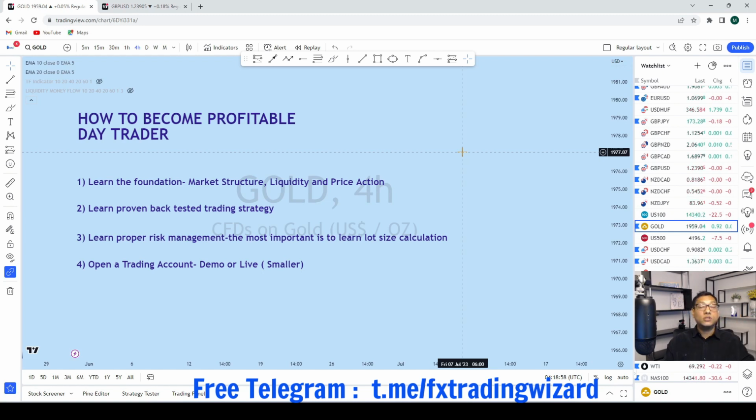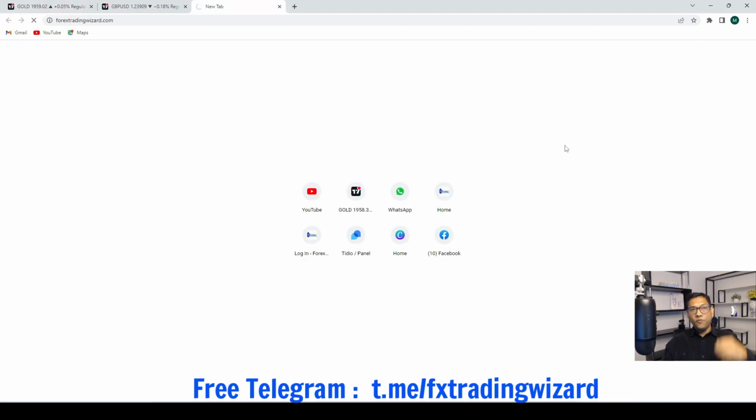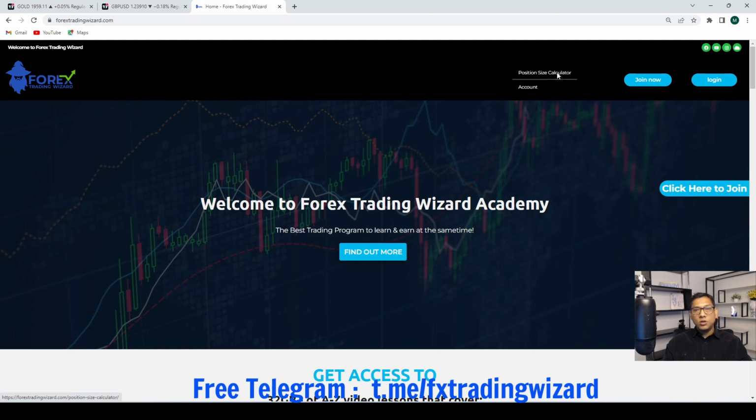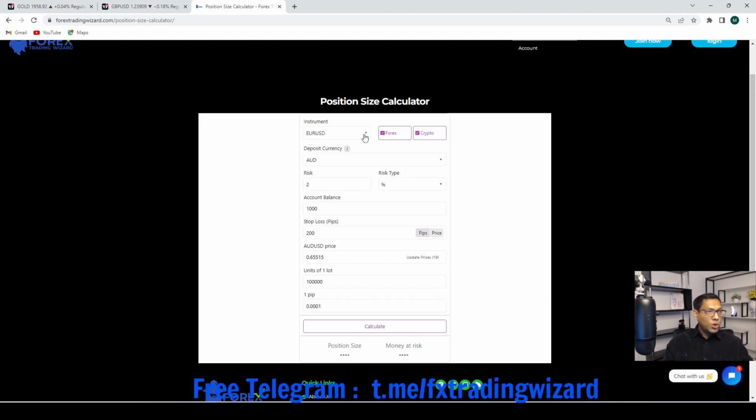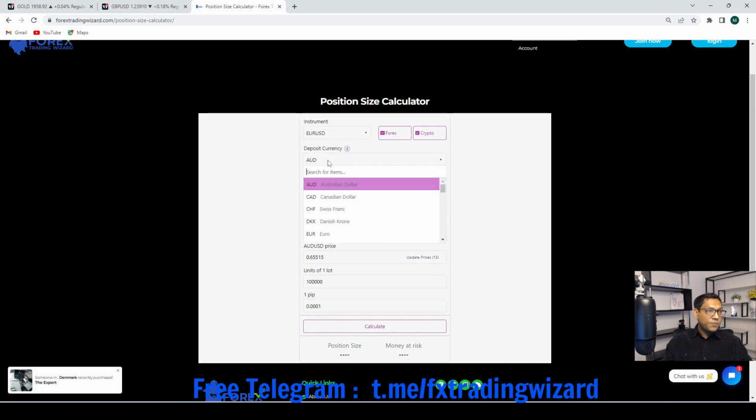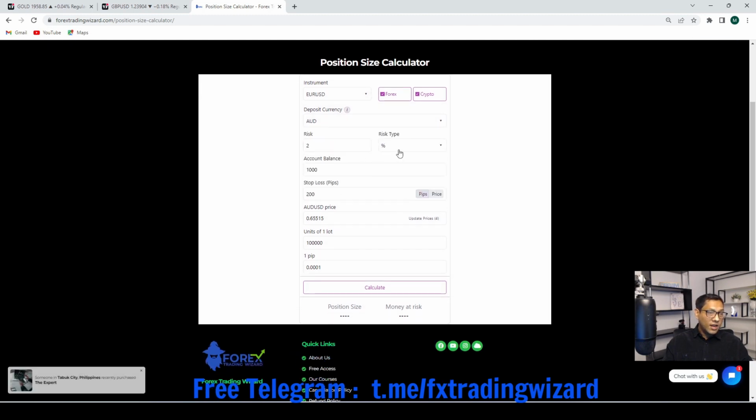There is one lot size calculator also available on our Forex Trading Wizard Academy website, forextradingwizard.com. Click the link position size calculator, and then in the simplest way, you can select the currency pair that you are trading. For example, you are trading euro dollar, and then select your account currency, whatever account currency you are using, USD, AUD or anything like that.